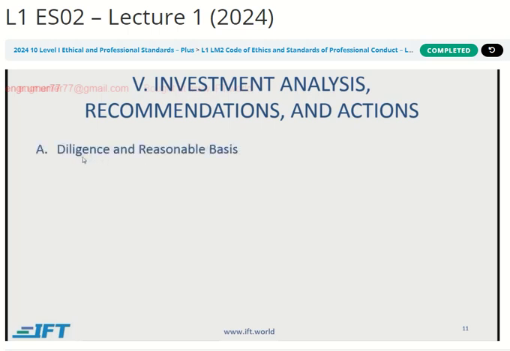Here we have 3 substandards. 5A is diligence and reasonable basis. You must exercise diligence, independence, and thoroughness in analyzing investments, making investment recommendations, and taking investment actions. You must also have a reasonable and accurate basis supported by appropriate research and investigation for any investment analysis, recommendation, or action. 5B is communication with clients and prospective clients.